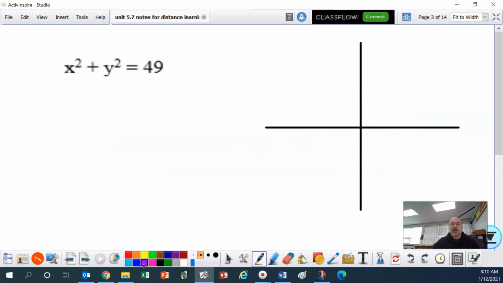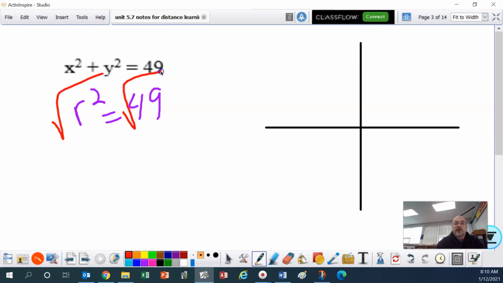In this one, it says that the r squared is 49. Well, we're going to take the square root of both sides. We're going to put the positive and negative in front. And so we get r equals positive negative 7. So just like we did before, we're going to mark our 4 spots.